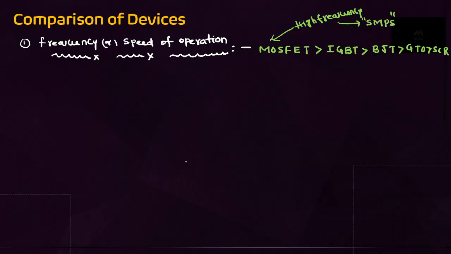Which of the following devices is used for SMPS application? Switched mode power supply. That is, MOSFET is used for the SMPS application. In MOSFET, again 2 MOSFETs are there. N MOSFET is used for high frequency application as compared to P MOSFET. This is with respect to frequency or speed of operation.